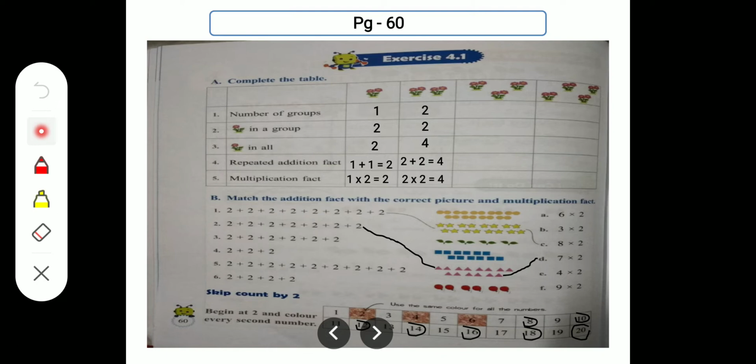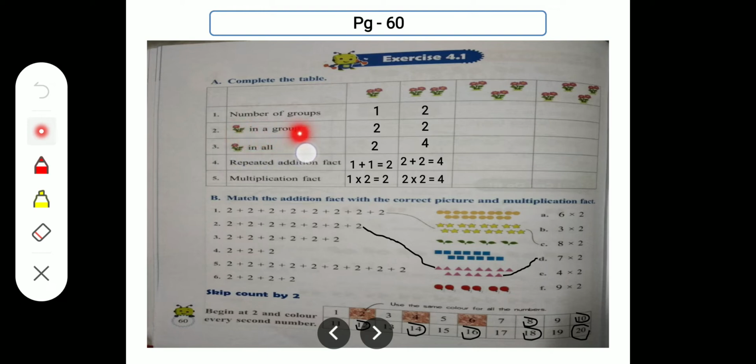Now let us go to page number 60. Exercise 4.1. Complete the table. First, here we can see that there are a few flowers. So number of groups. Here there is only one group. So number of groups is 1.